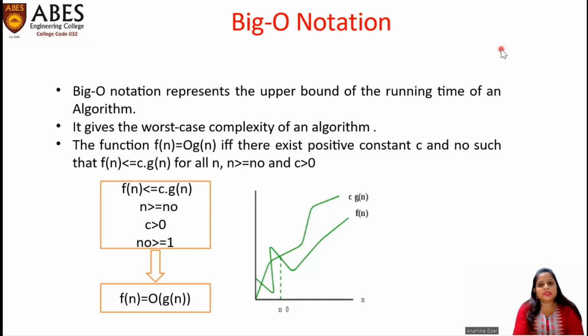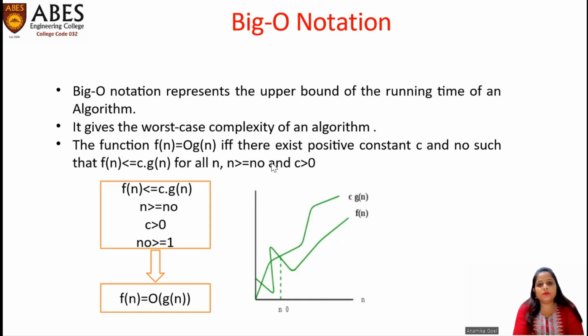So to understand the concept of Big O notation, let's see the graph. In this graph, the x-axis represents the value of n, that is, the number of input variables of an algorithm, and the y-axis represents time. Here we have two functions. One function is f of n and another function is g of n. Now we are representing f of n in terms of g of n. The representation of f of n in terms of g of n will change from notation to notation.